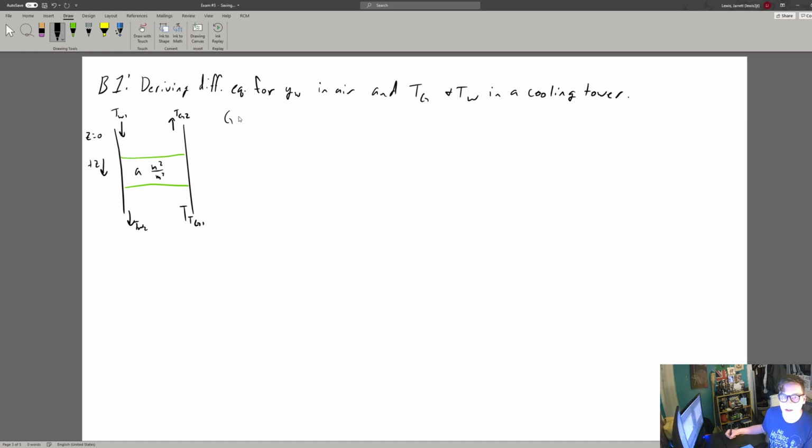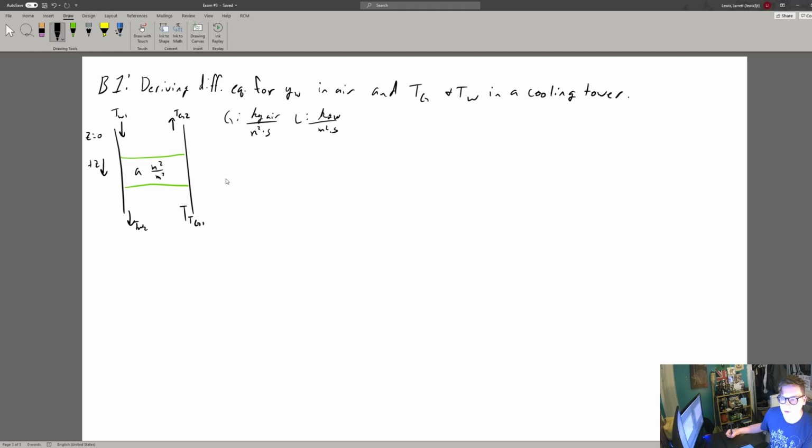So the gas flow rate is just the kilograms of air per meters squared times seconds. And then we have our liquid flow rate, which is the same, but it's kilograms of water per square meters times second. All right, so we're going to be making some differential equations, and we're going to be looking at how it changes over the height of the tower.